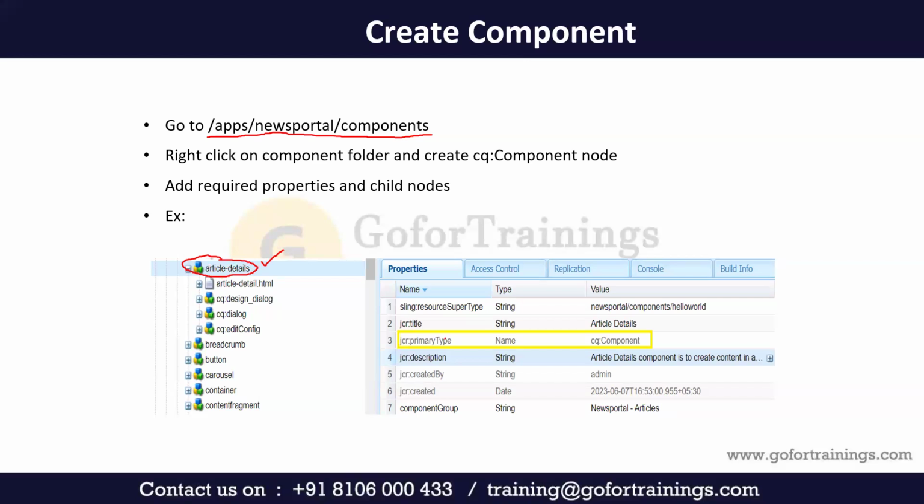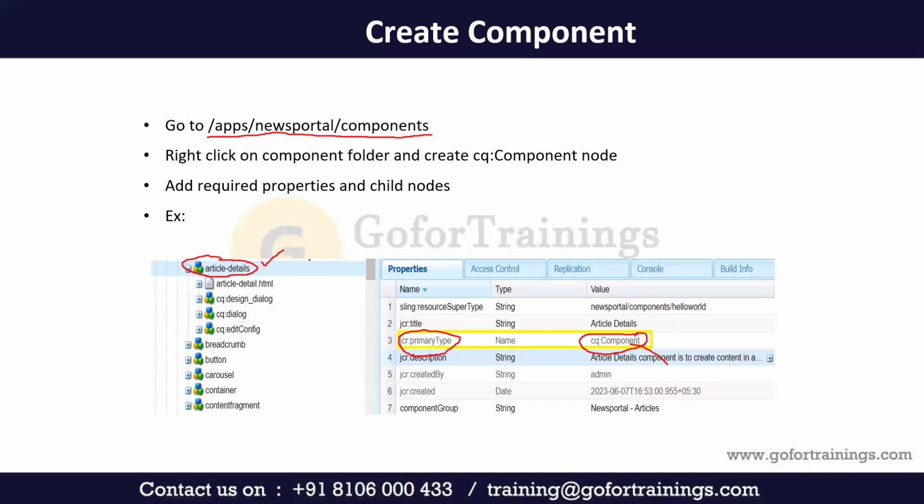But while creating this node, you have to select the JCR primary type as cq:Component. You have to select the component node type as cq:Component. So the node's jcr:primaryType is cq:Component. If you don't select cq:Component, it won't work as a component. It's mandatory: the component node type must be cq:Component.